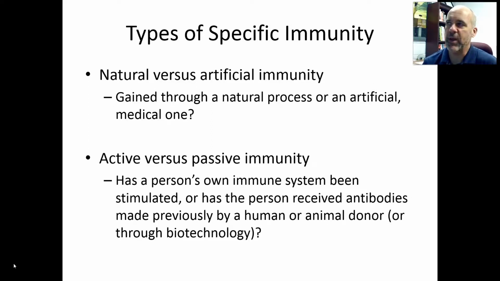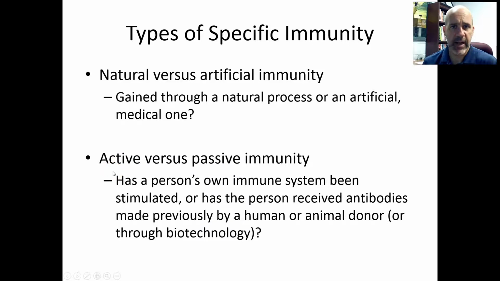Okay, first of all, when you have a specific immune response, we can classify that as either a natural response or an artificial response. So artificial means you weren't naturally exposed to the antigens you are responding to. You were given them artificially through some sort of medical process.